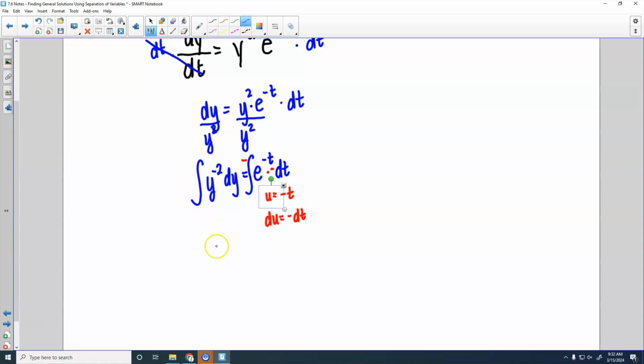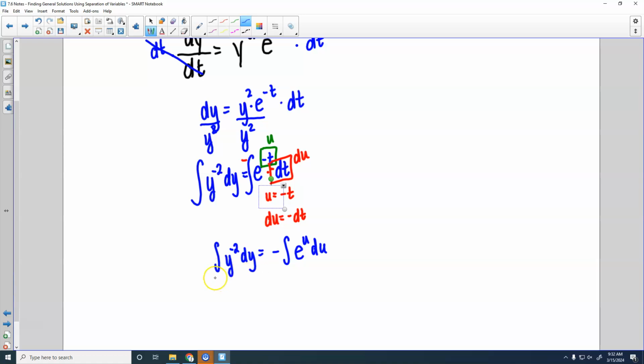So I'm not going to integrate the left just yet. I'm going to do y to the negative 2 dy equals negative integral of e to the, this stuff right here is my u. This stuff right here is my du. So I've just got e to the u du. Even though I could have integrated that left side, I'm waiting until I integrate both sides at the same time. So now I'm ready to integrate both sides.